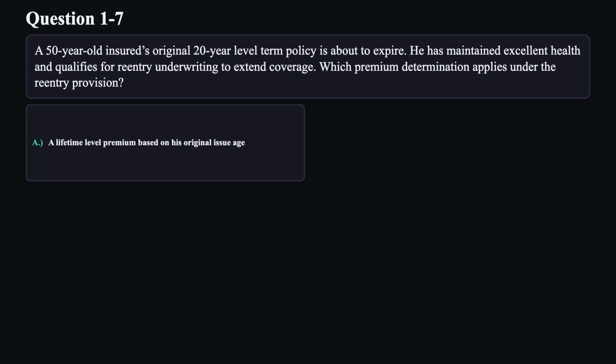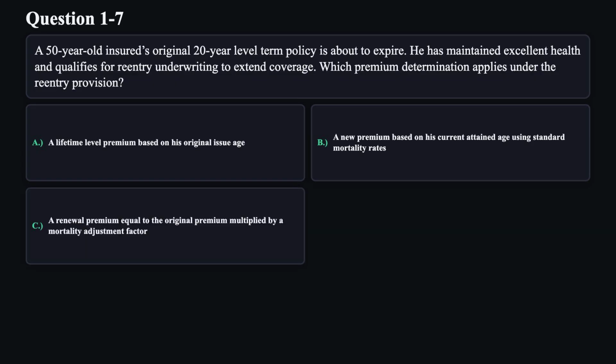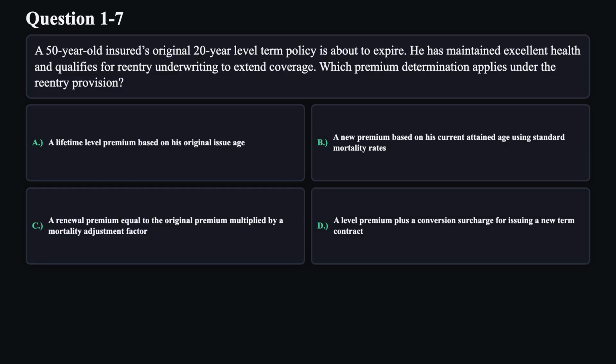A. A lifetime level premium based on his original issue age. B. A new premium based on his current attained age using standard mortality rates. C. A renewal premium equal to the original premium multiplied by a mortality adjustment factor. D. A level premium plus a conversion surcharge for issuing a new term contract.